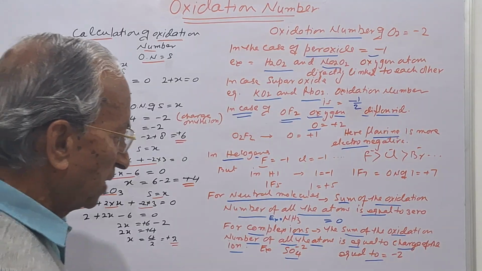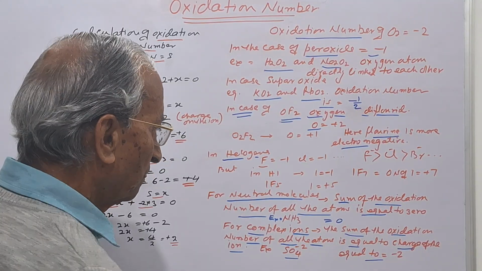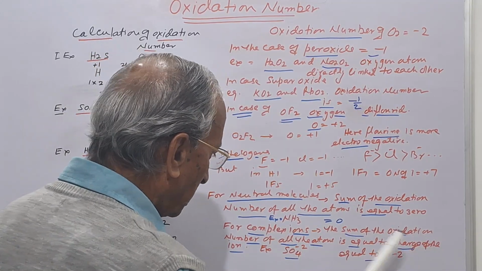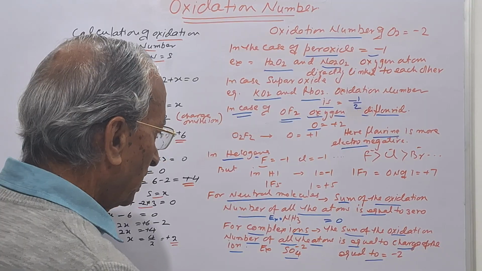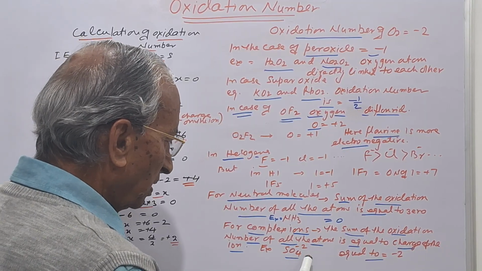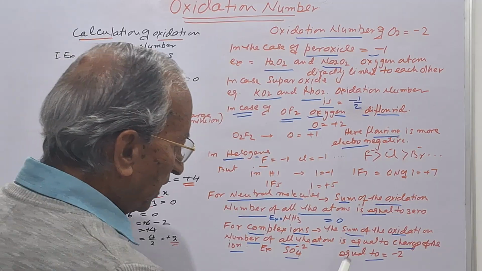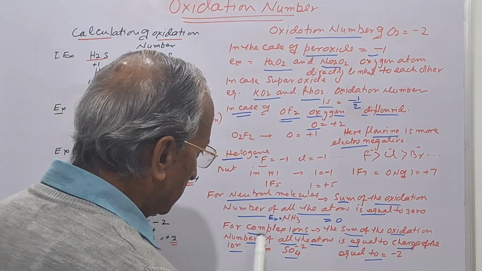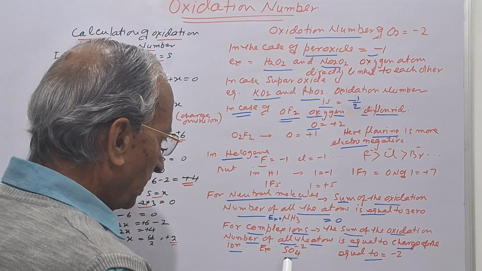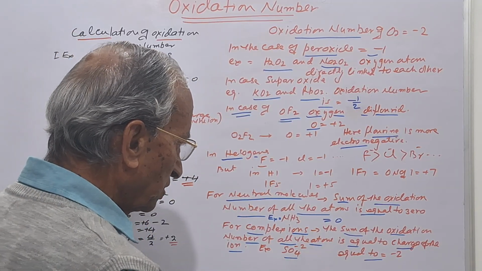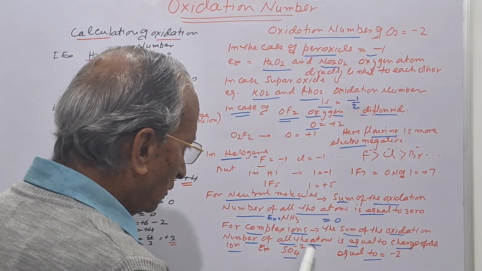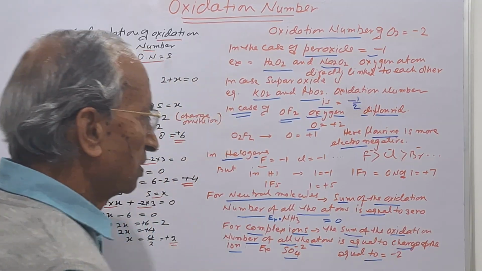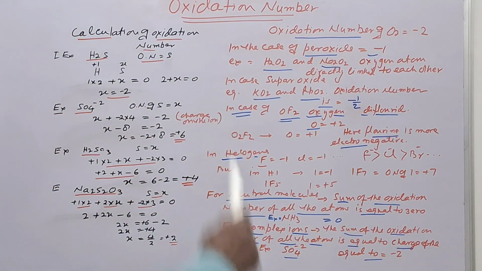Now in the case of the complex ion, where charge is there, the sum of the oxidation number of all the atoms is equal to the charge of the ion. Listen, for a complex ion, for example sulfate, whose charge is -2, the sum of the oxidation number of all the atoms is equal to the charge of the ion. If we take the example of the sulfate ion, that is -2, then the sum of the oxidation numbers of S and O is equal to -2. So this is all about the oxidation number.